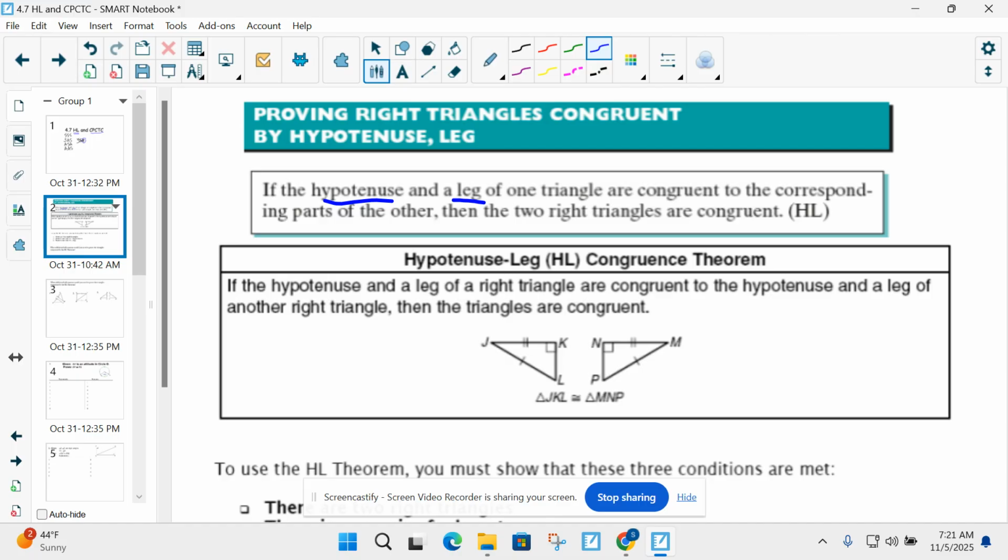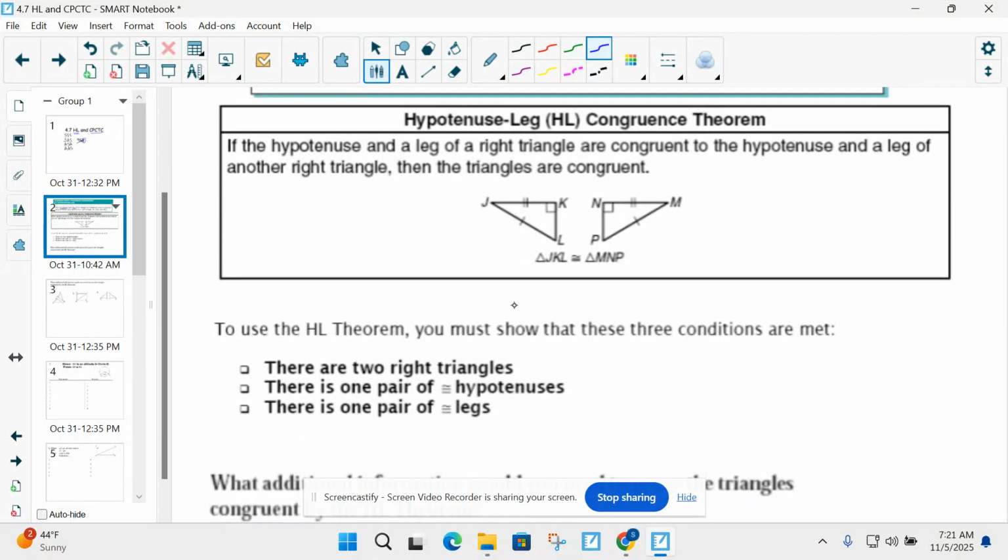If the two legs are congruent, then it would be side angle side. And also, if it's just the hypotenuse or just the leg, then it might be like angle side angle or angle angle side if you have another angle. So just because it's a right triangle doesn't mean that you're going to use hypotenuse leg, but it is an option if you see side, side, angle. Then that would be hypotenuse leg because the angle is a right angle.